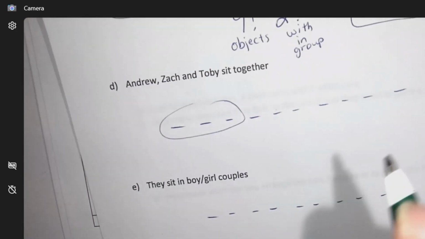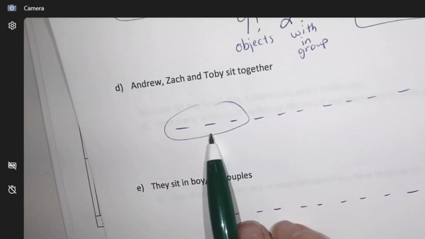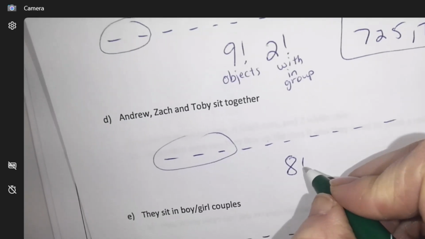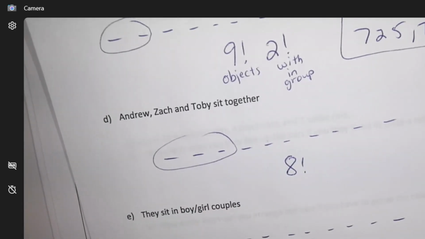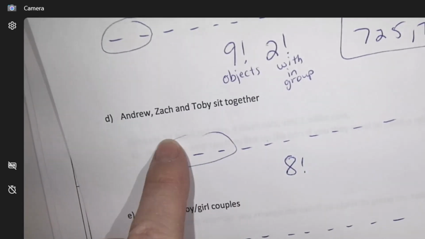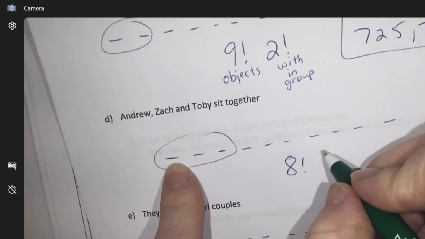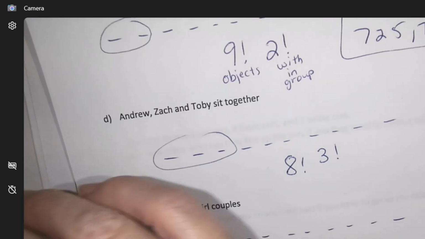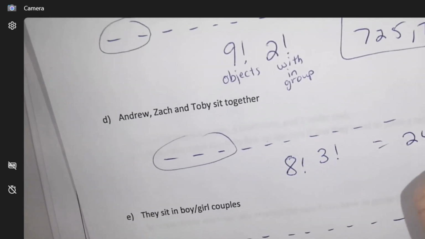Okay, so I chunked the 3 of them together. So when I count objects now, I only have 8 things I can move around. Is that what you figured out? And then what can the 3 of them do? I can move them around within their own little section as well. So hopefully that's what you had figured out.